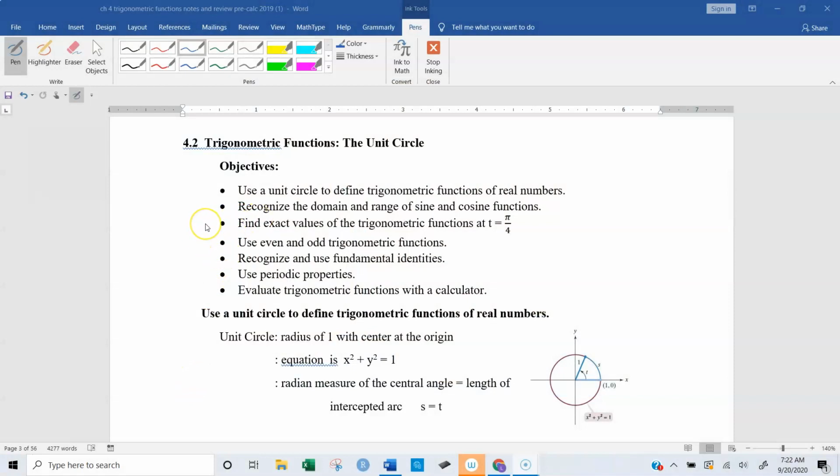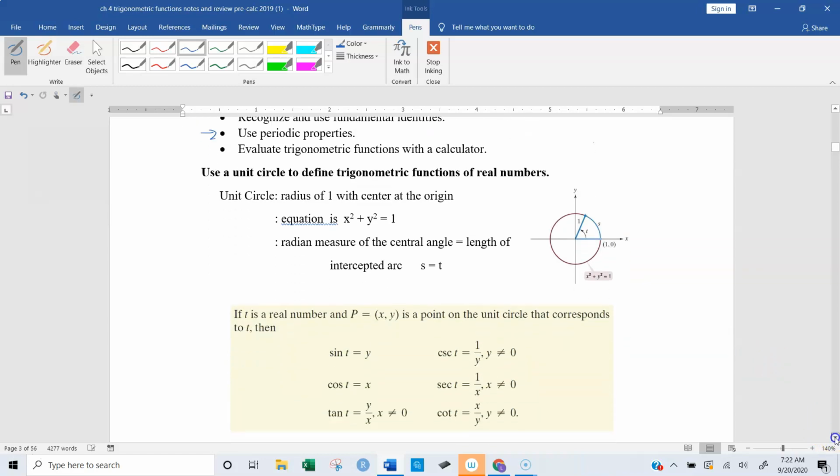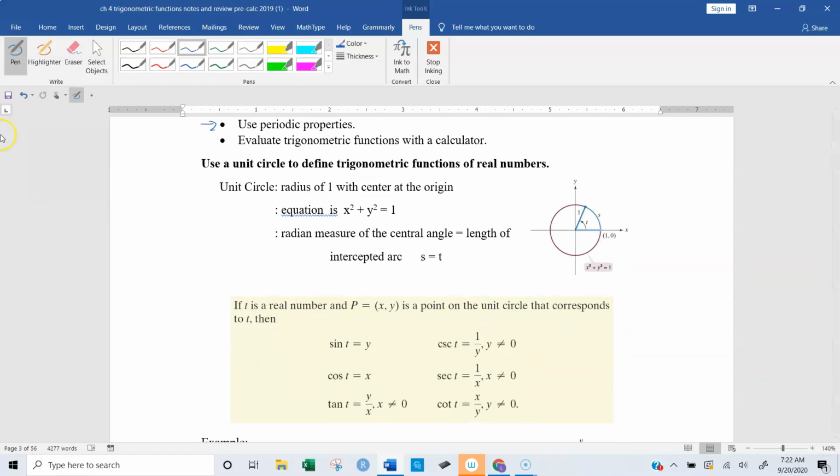Okay, we're going to use the unit circle to define trig functions. We're going to recognize domain and range. Exact value of functions, we're only working on pi over 4 right now. We'll continue that in the next section where there are a little bit more. We're going to talk about even and odd, identities, periodic functions, that just means it repeats, and evaluate a trig function with a calculator. So make sure you have your calculator out and you know how to get between degree and radian again.